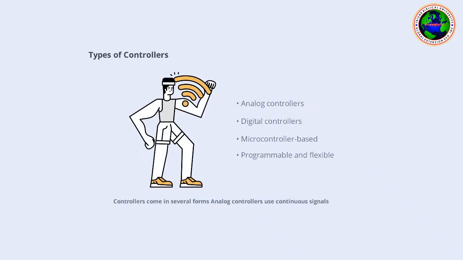Controllers come in several forms. Analog controllers use continuous signals, digital controllers operate with discrete signals, and microcontroller-based systems use programmable chips. In robotics, microcontrollers are popular because they can be programmed for complex tasks and easily integrated with sensors and actuators. The choice of controller affects how quickly and accurately the system can respond to changes.